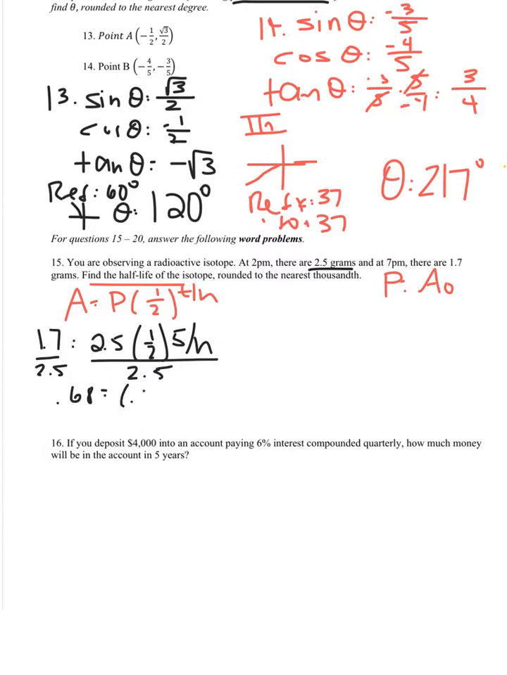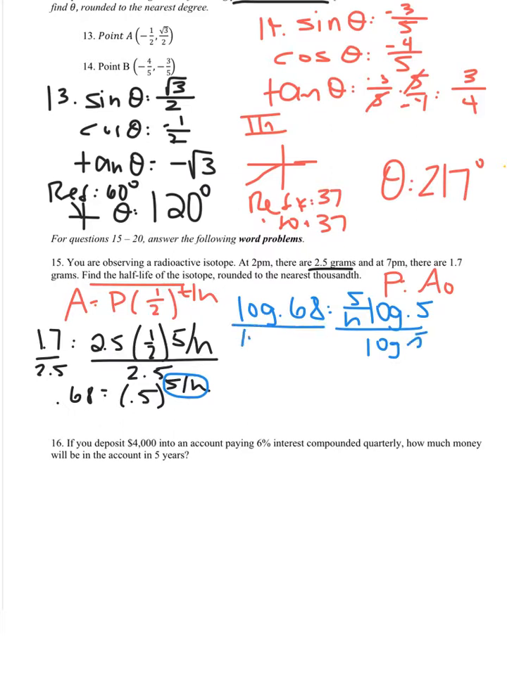I'm going to rewrite, you don't have to, but I'm going to rewrite the half as 0.5 raised to the 5 over H. So I have to bring that H down to the front. So I am going to use logs for that, because with a log, this brings this out to the front. So now I have the log of 0.68 is equal to 5 over H times the log of 0.5. So now I divide by the log of 0.5, divide by the log of 0.5.